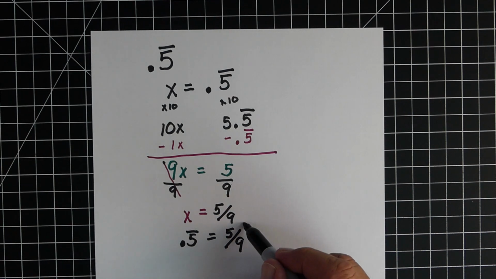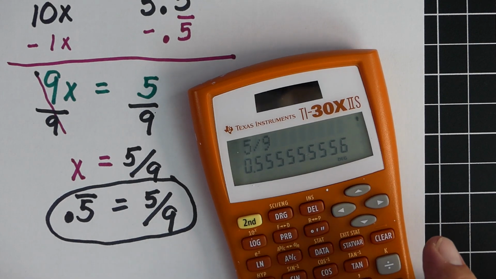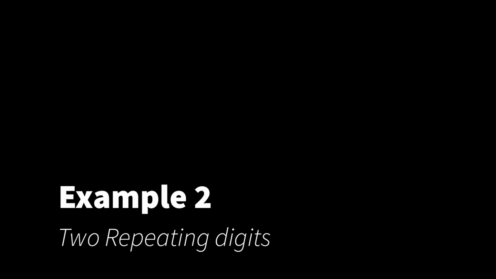Let's say we want to check our work just to see if this really makes sense. Because all fractions are division problems, we can just take 5 divided by 9, and you can see that we're getting 0.5 repeating.